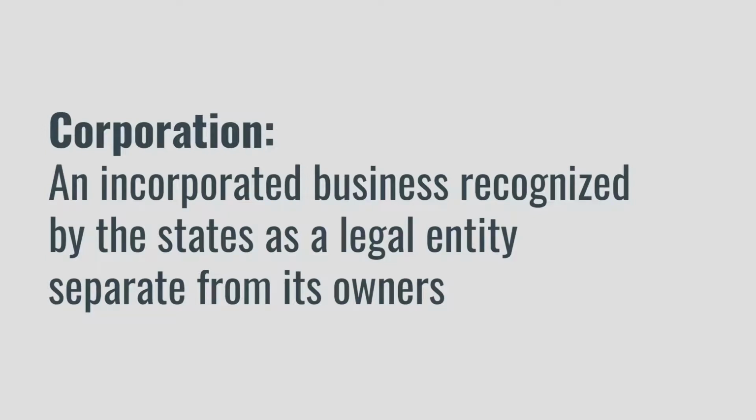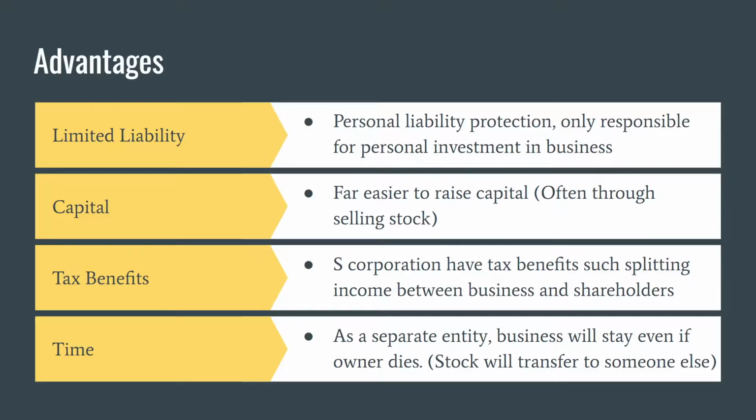The final type of ownership is corporation. While there are different forms, we will just be summarizing as a whole, and it is an incorporated business recognized by the states as a legal entity separate from its owners. Some advantages of corporations are limited liability, as you are only liable for your personal investment in the business. It's easier to raise capital, which you can do through selling stocks or shares in the company. There are tax benefits for S corporations, as they can split income between business and shareholders. And in terms of time, since it is a separate entity, even if the owners die, the business will still stay since it's its own entity.